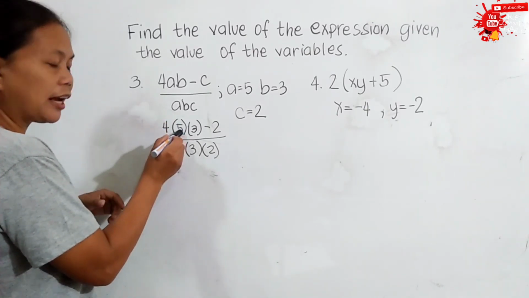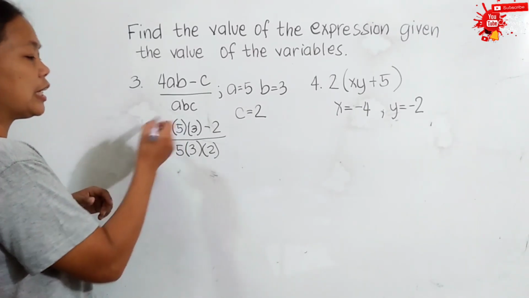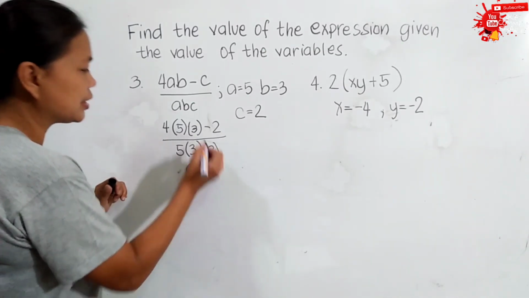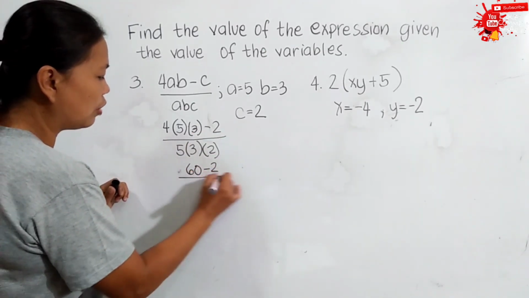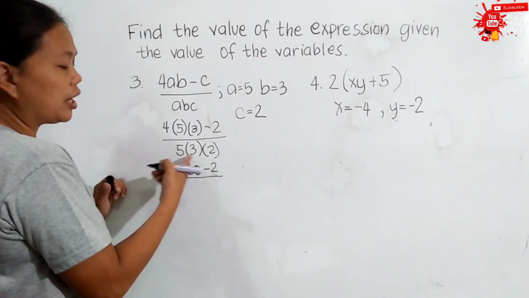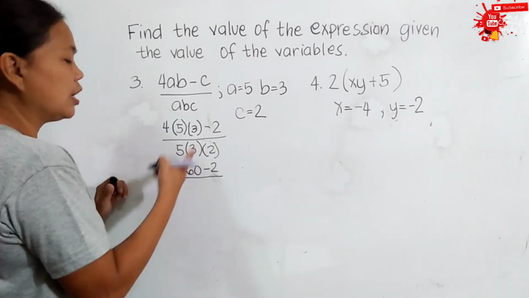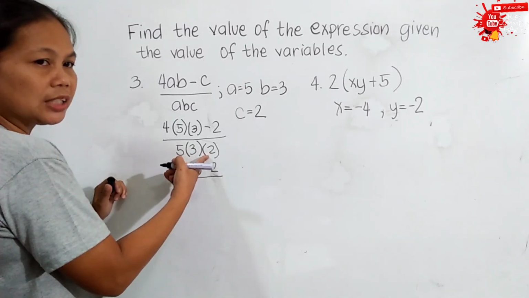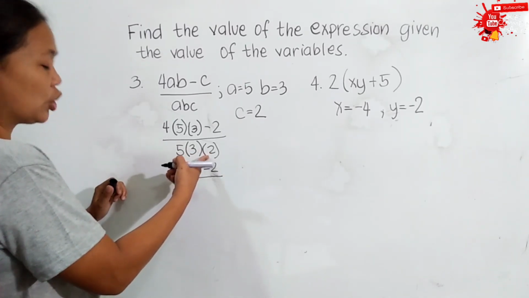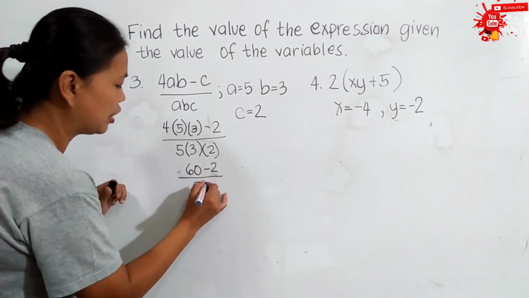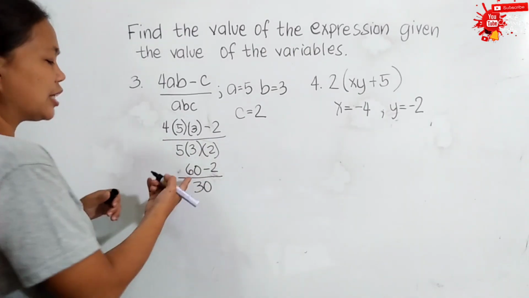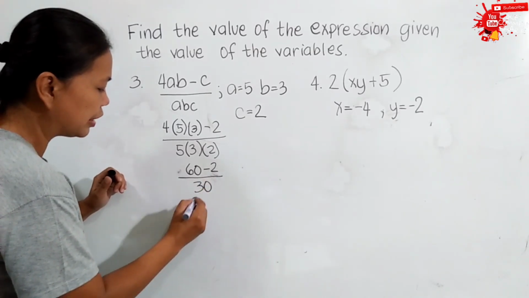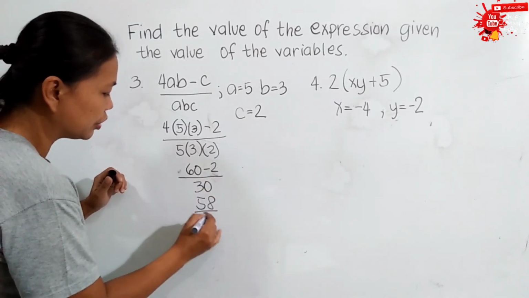So 4 times 5 is 20, times 3 is 60. So we have here 60 minus 2 all over. So we can multiply this at the same time with this given. So 5 times 3 is 15, times 2 is 30. Okay, so we have here 30. Now let us simplify 60 minus 2. So we are given here 58 over 30.